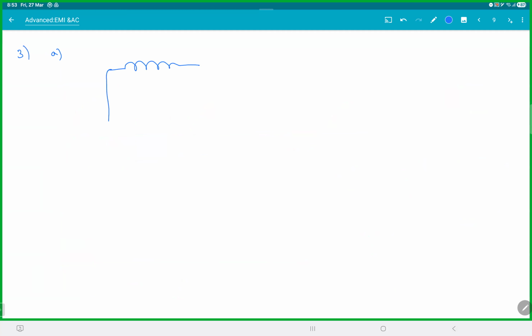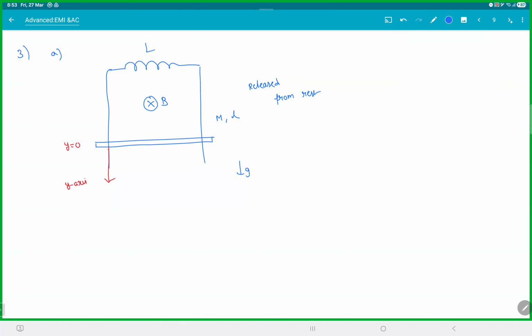We got an inductor. We got a rod. Magnetic field, gravity, mass M, length L, inductance L, released from rest. You can take this position as y equal to 0. So the y-axis is this, I'm taking down as the y-axis. Find the displacement of the rod as a function of time t. Find the current in the inductor as a function of time t. I can ask you anything.